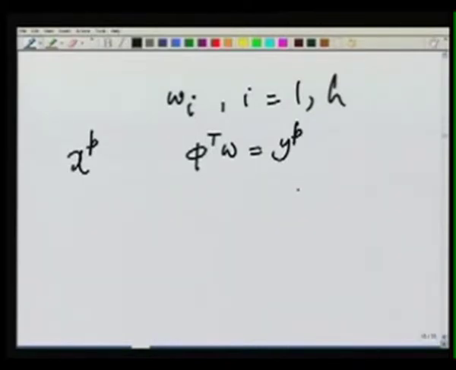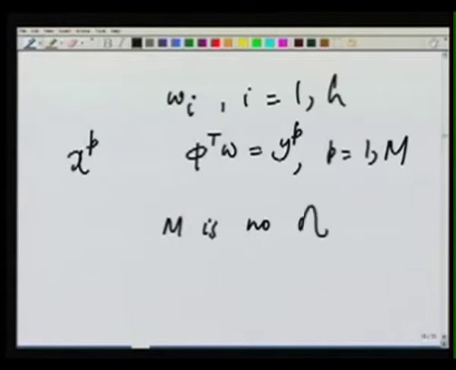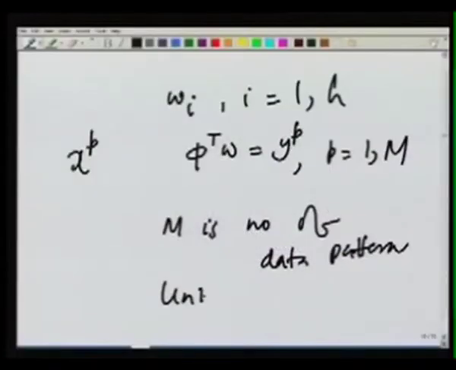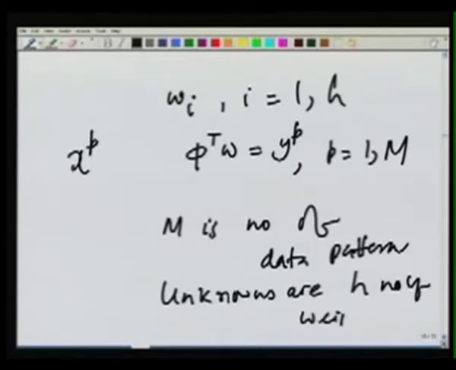So, like that, how many equations do we have? P equal to 1 to capital M, where M is the number of data patterns. All right. So, you have these many equations, and how many unknowns? Unknowns are the h number of weights.